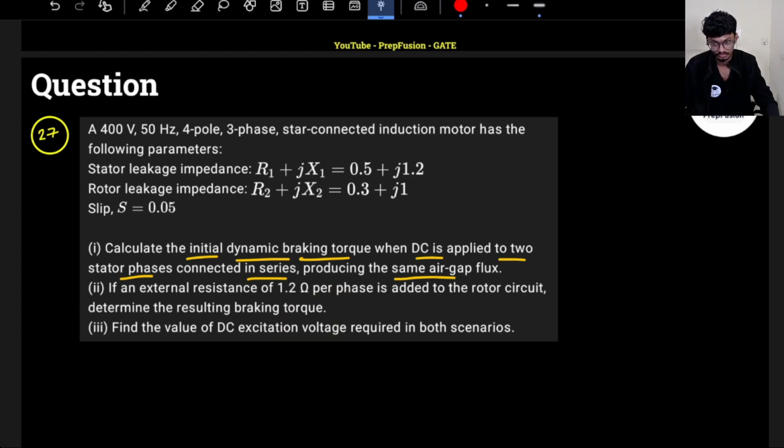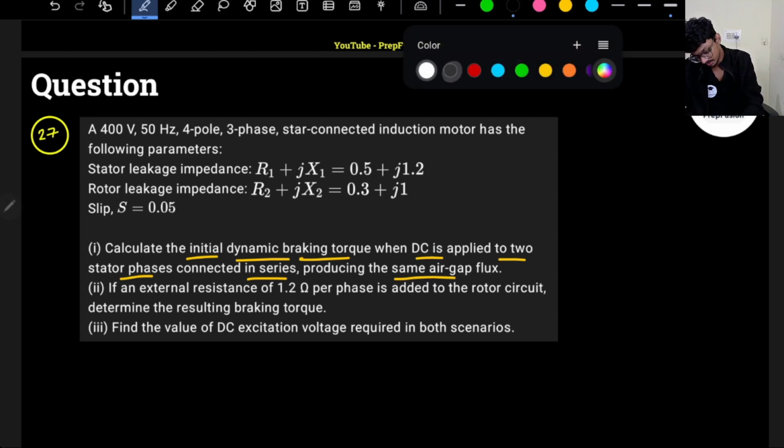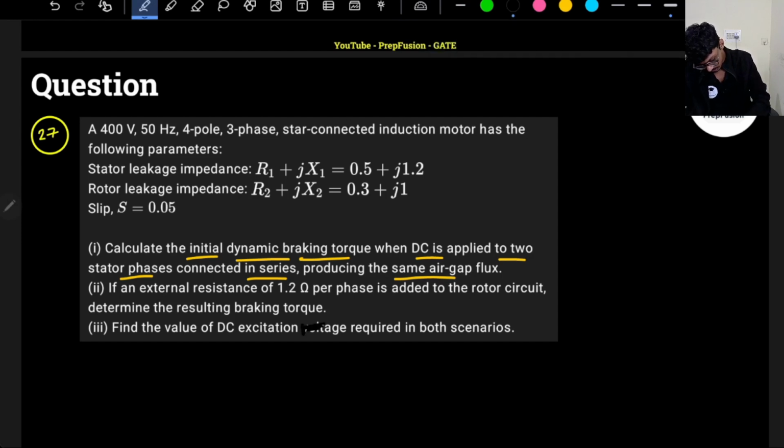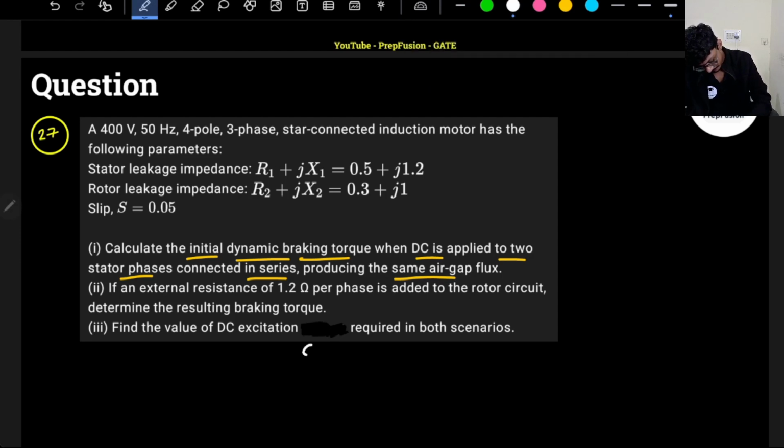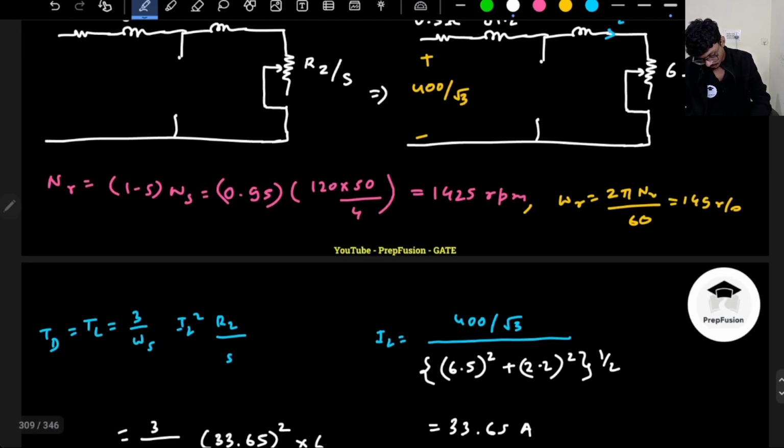Voltage kind of is wrong, right? Because how will I find out the voltage? Actually, it should be current, not voltage, because for voltage we'll need the resistance value and all those things. Voltage also you can find out, no problem with that. But actually, this should be DC excitation current. Slight typo.